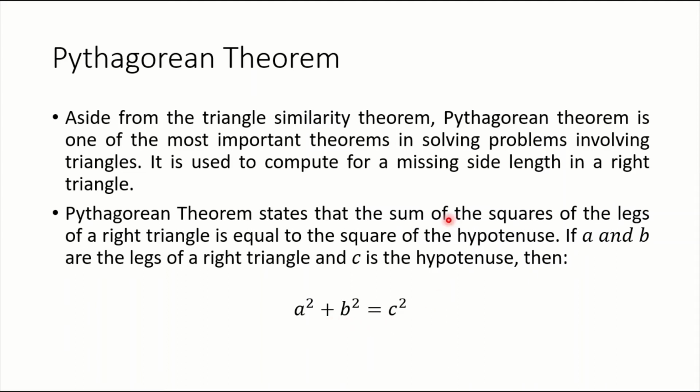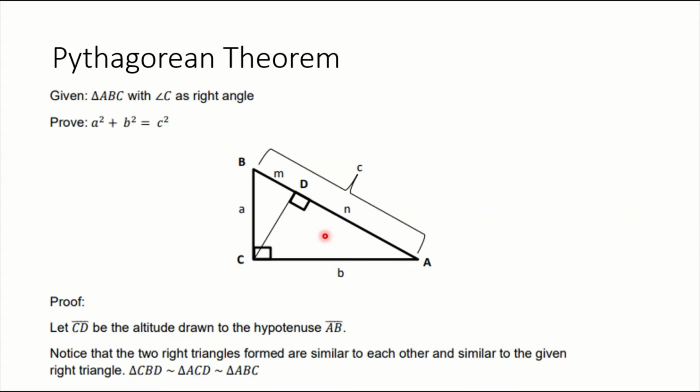Kasi ang sabi dyan, yung sum daw po ng square ng mga legs, ito yon, yung square ng mga legs na pinagsama ay equal sa hypotenuse or sa square ng hypotenuse. Okay? So this is the illustration or this is the proving kung paano nangyari.